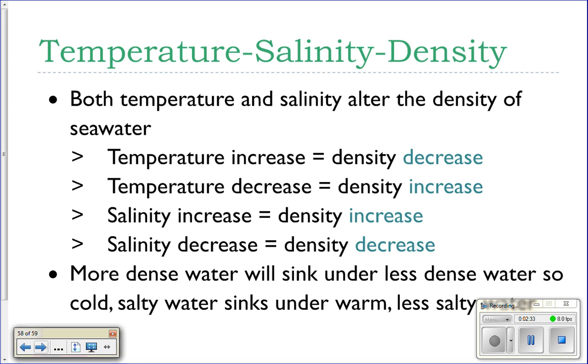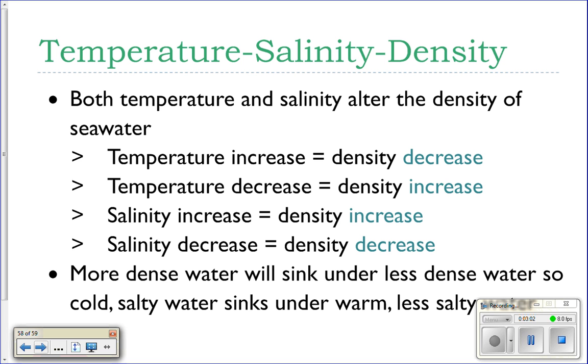If you decrease the temperature of water, you cool it off, the molecules of water move closer together, and the density increases because you reduce the volume. Salinity, if you increase the salinity, the density is going to increase because you're putting more salt in the same amount of space. If you decrease the salinity, your density is going to decrease. If you take some stuff out, then your density decreases.